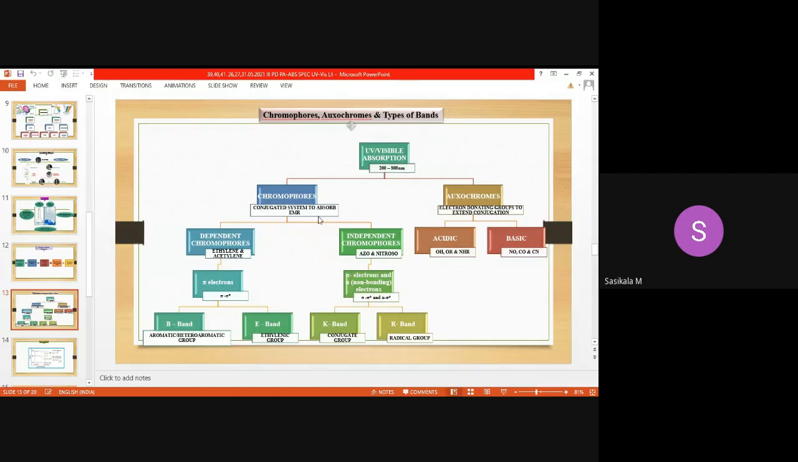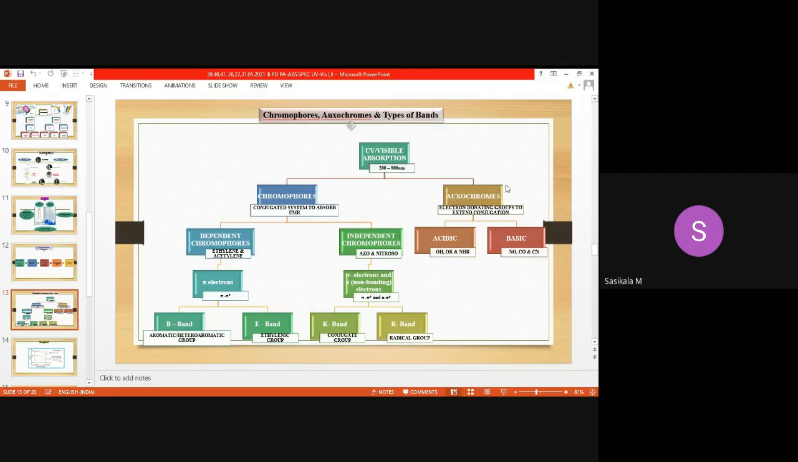A conjugated system that absorbs electromagnetic radiation, and this conjugated system will have pi electrons and n electrons. Pi electrons only are called dependent chromophores. Example, ethylene and acetylene, whereas groups composed of pi and n electrons are called independent chromophores. Example, azo and nitroso groups. Then the bands appearing from dependent chromophores are the B band and E band. B band is due to an aromatic or heteroaromatic group, whereas E band is due to an ethylenic group. And independent chromophores will give K and R bands. K band is known as the conjugate band, and R band is the radical band.